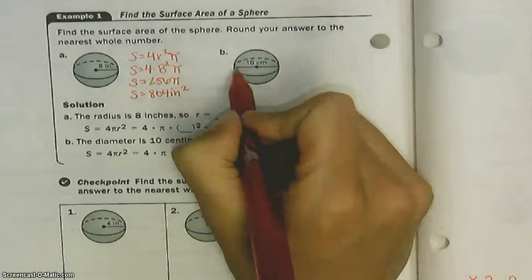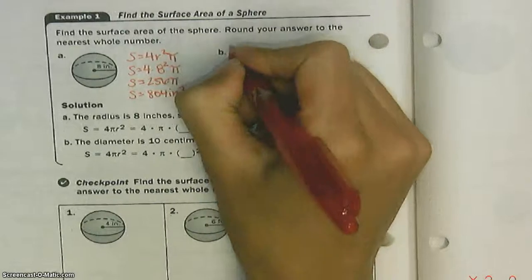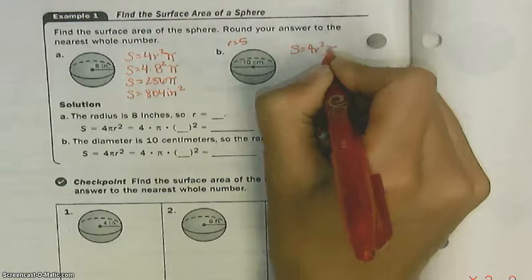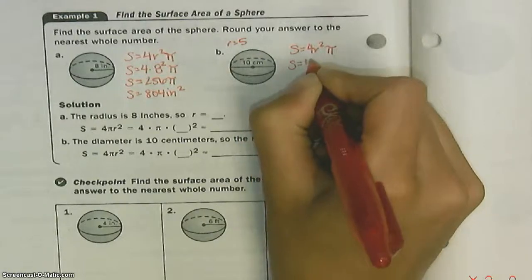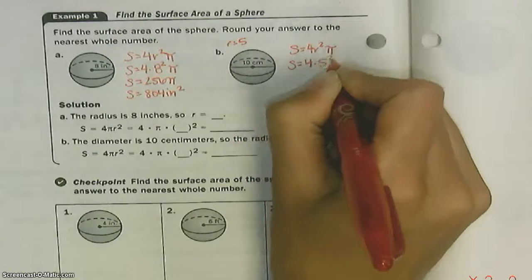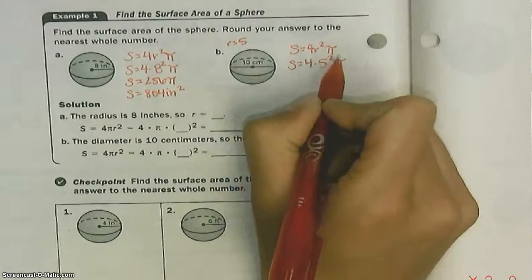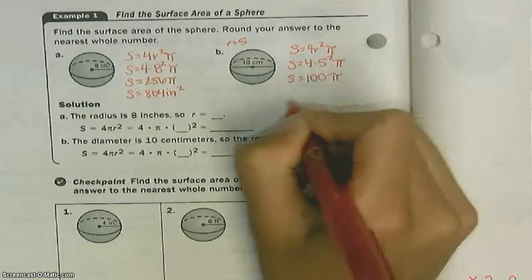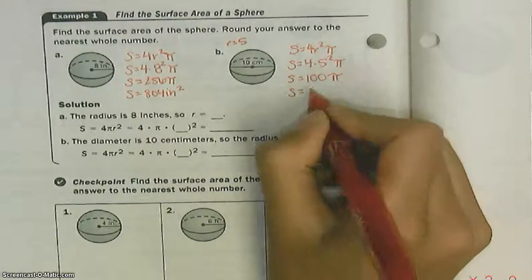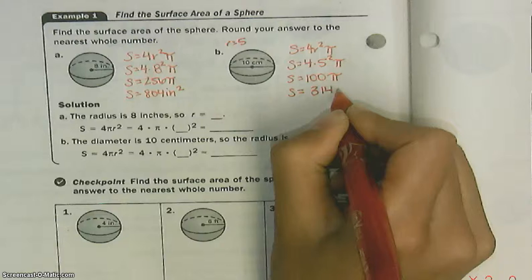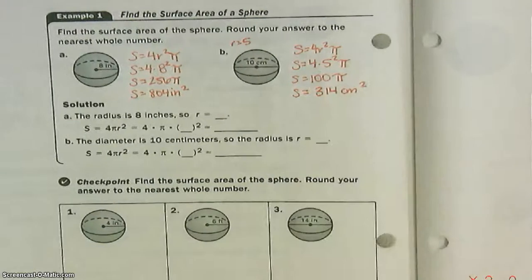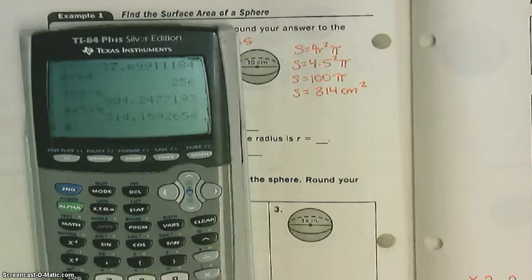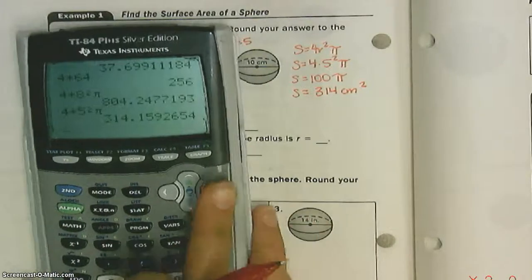Now here, notice our diameter is 10. That means the radius is 5. You've got to watch out for that. Our formula is 4 r squared pi. So 4 times 5 squared pi. Well, maybe you know that 5 squared is 25, and 25 times 4 is 100. So you can leave your answer as 100 pi if you want, or you can put that in your calculator. You get 314 centimeters squared. Right? Watch. 4 times 5 squared pi, 314.